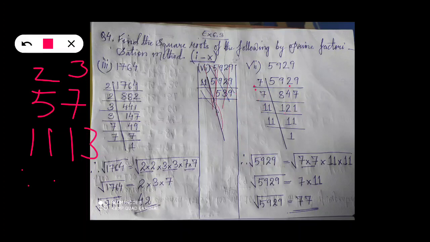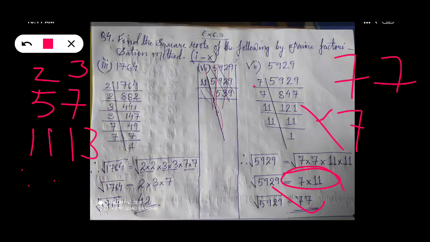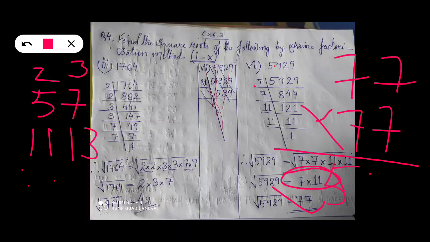Understood? Now what we have to find is the square root of this number. The square root of 5929 equals the square root of what numbers we got? Double 7 and double 11 we wrote here. Now we will make pairs, and we'll write here. Once you write each pair one time, the square root will be removed. Now finally 7 11s will give you 77. That means when you multiply 77 two times, you will get 5929. So the answer is 77.